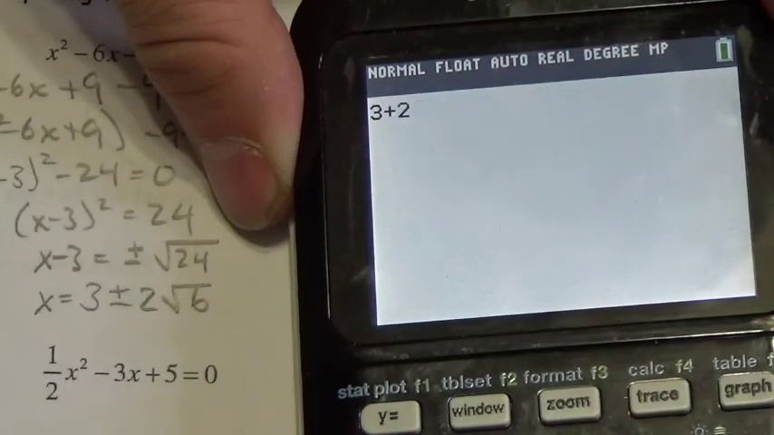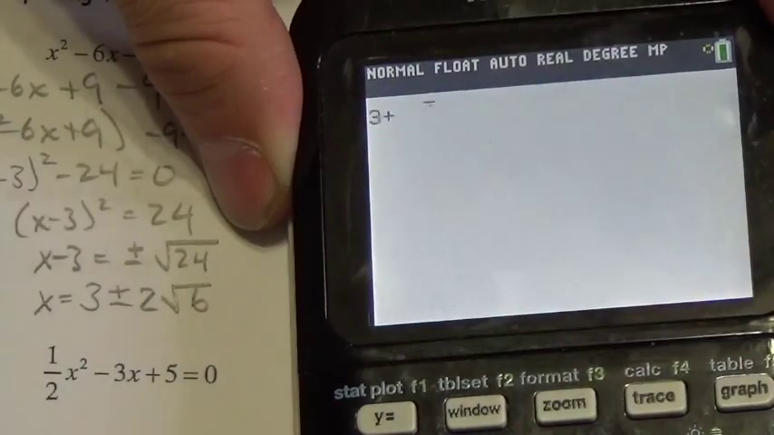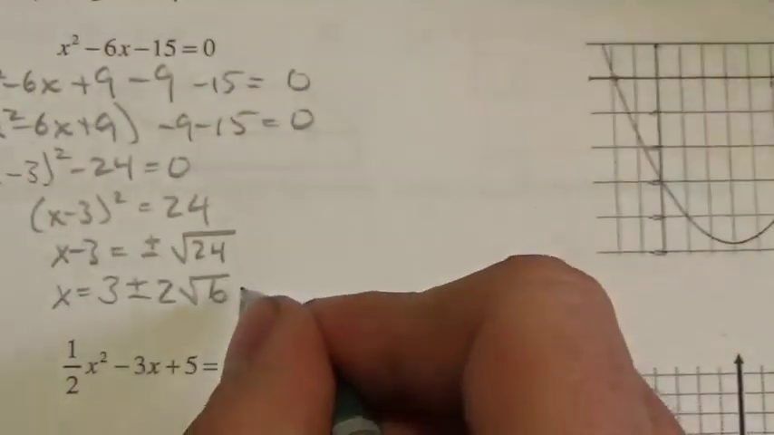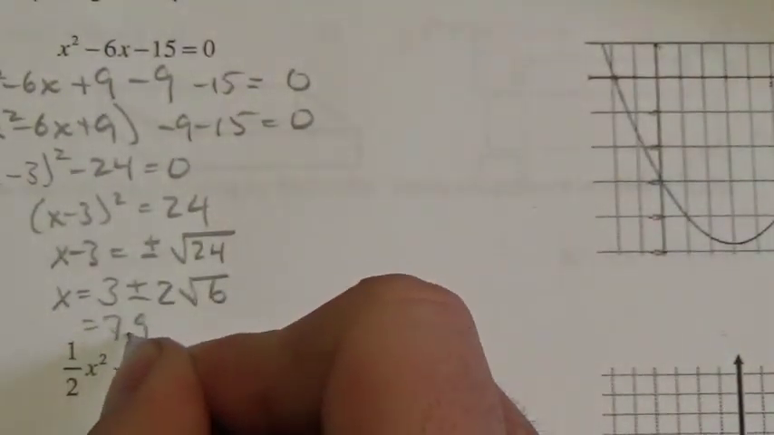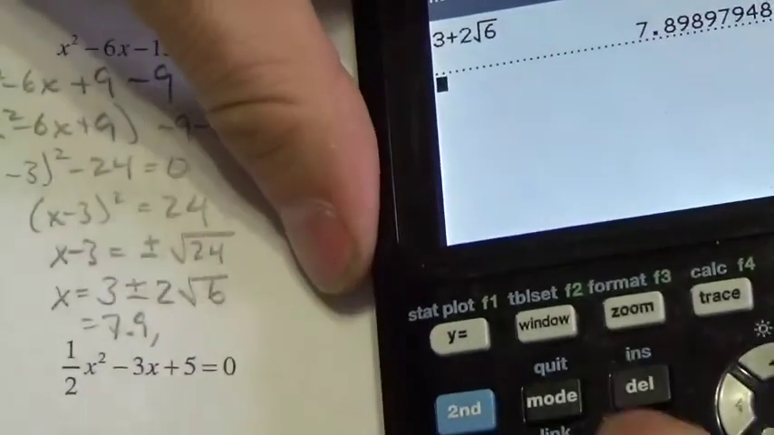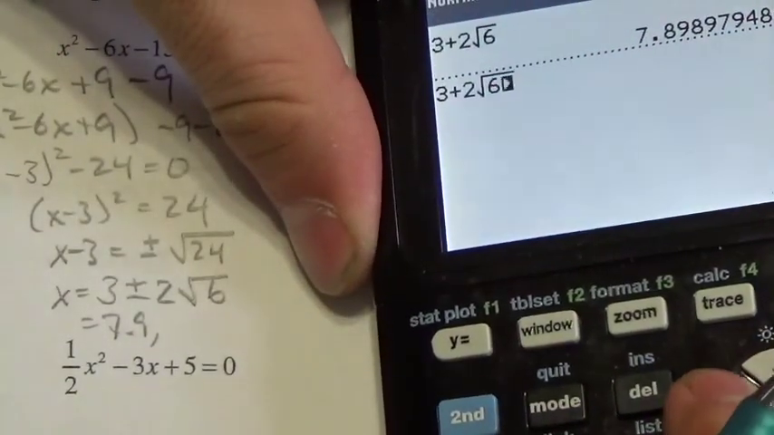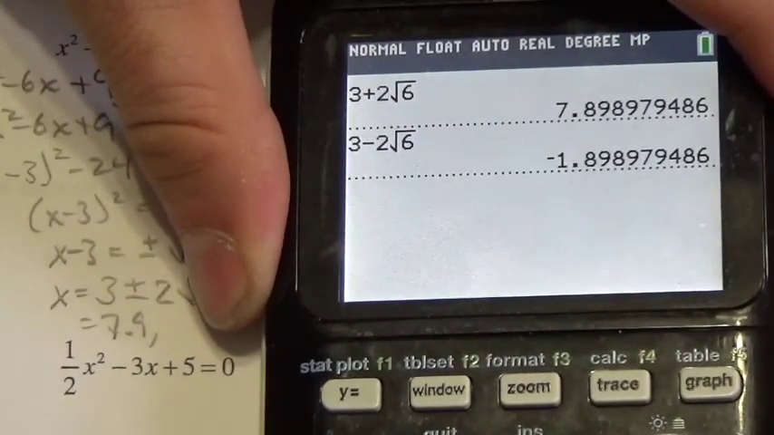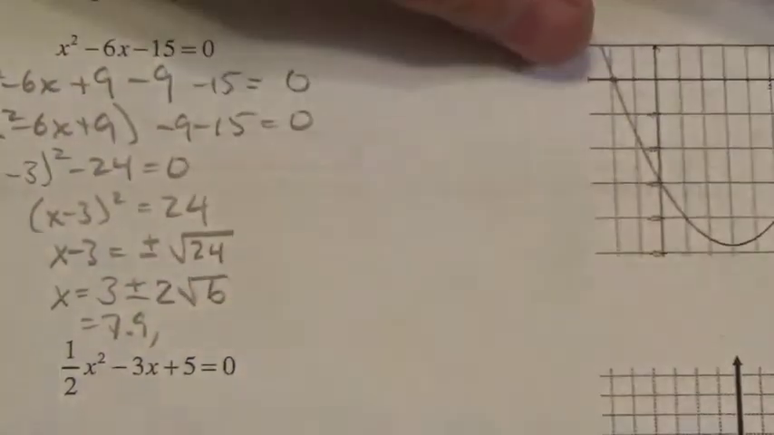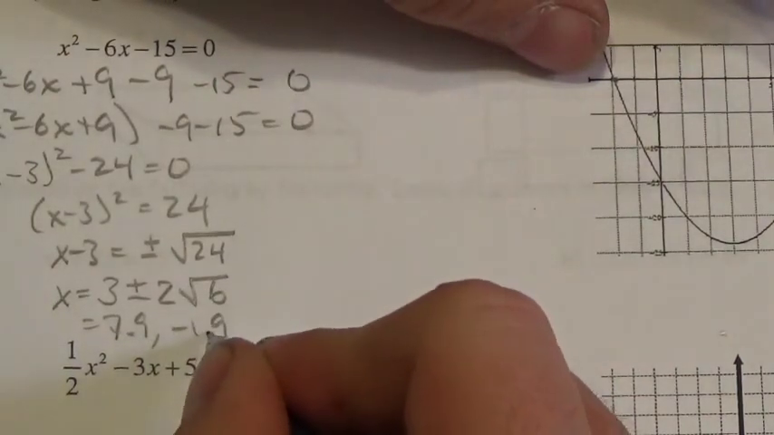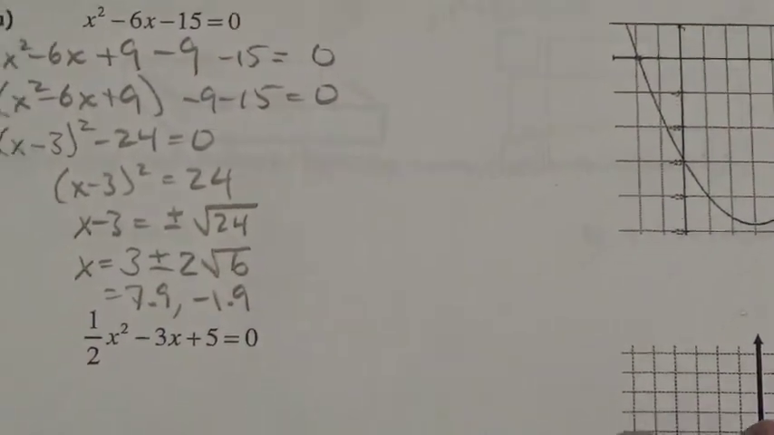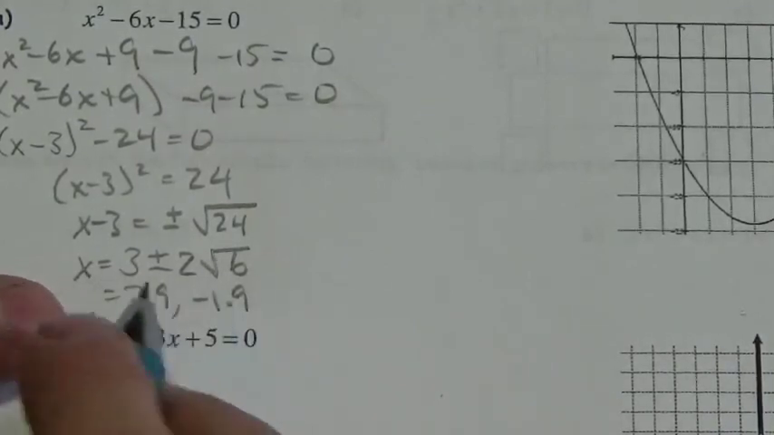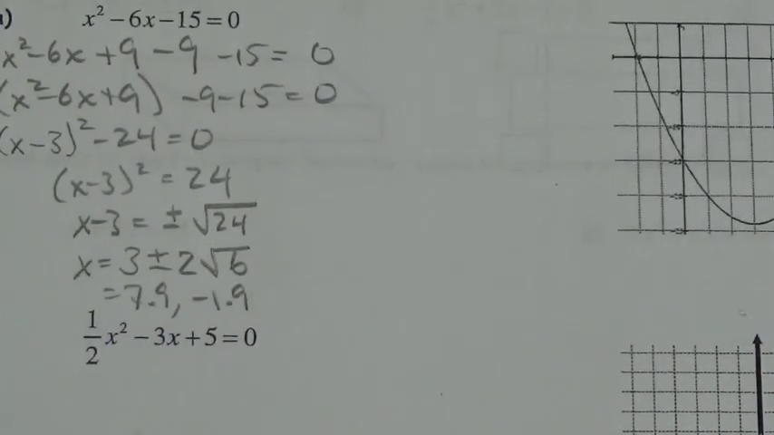3 plus 2 root 6. I'm going to get 7.9. Okay? So this is going to equal 7.9, or, do that again, but this time we'll change that into a subtraction. Press enter, and I'm going to get negative 1.9. So those are the two solutions that I get in decimal form. Those are not exact answers, those are rounded. Okay, as soon as I went to the calculator, I had to round that.